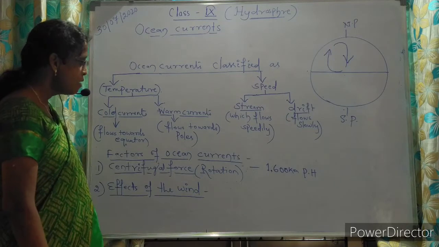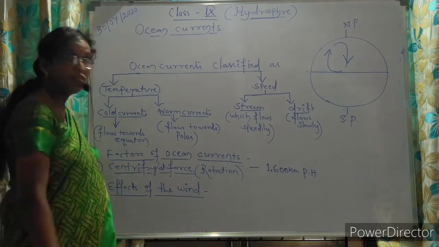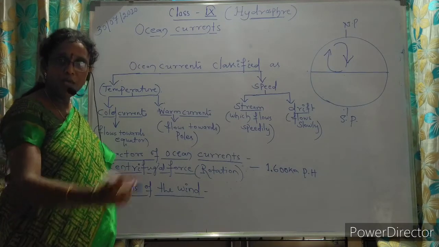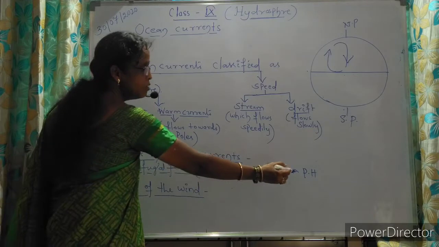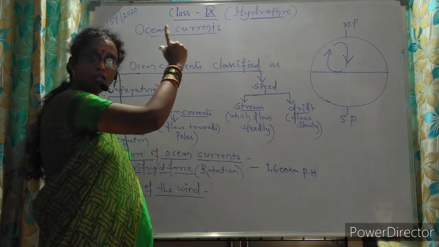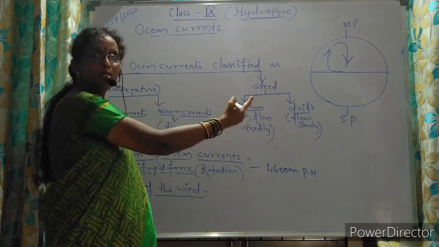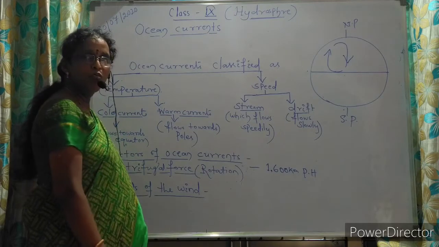Coming to the next one, effects of the wind. Just now I have explained that along with the rotation, that is called centrifugal force. While moving at the speed of 1600 kilometers per hour, the water naturally goes either up towards the North Pole or towards the South Pole. So the second one is the effect of the wind.